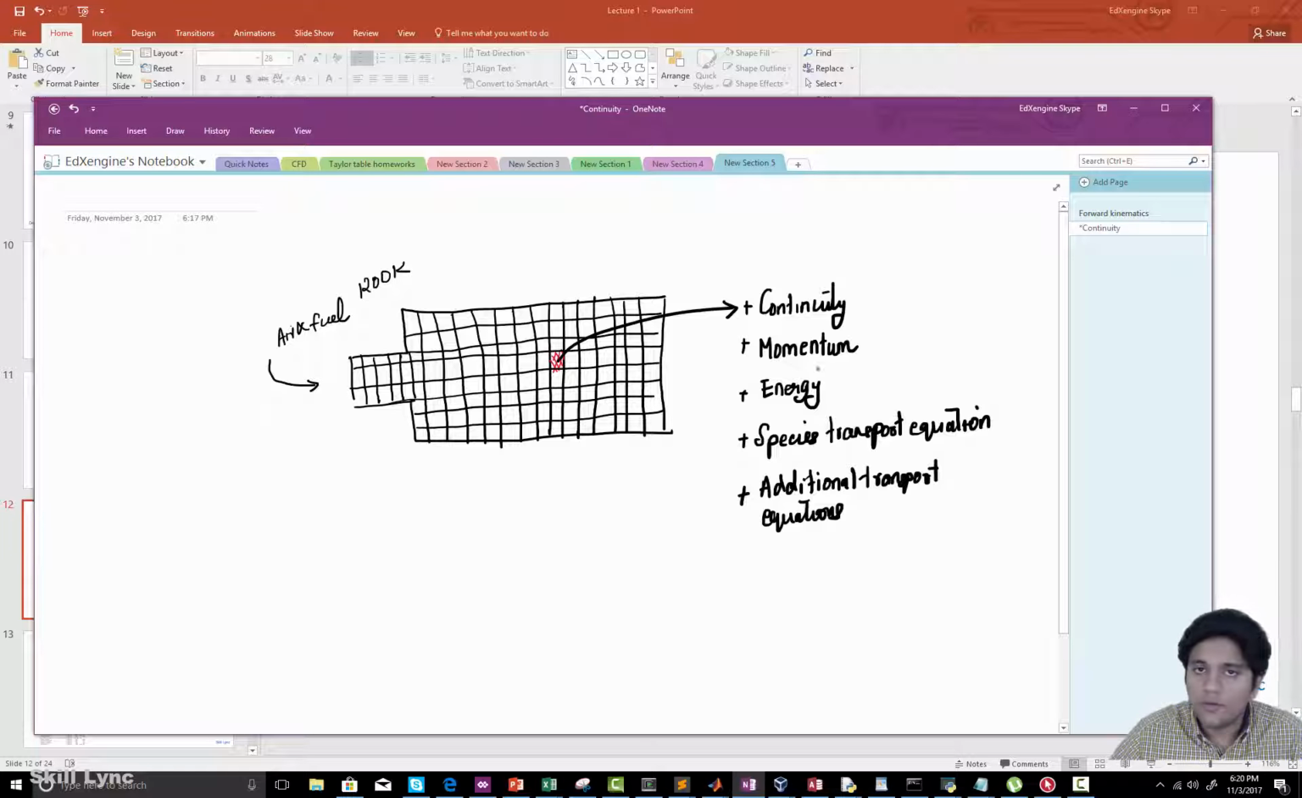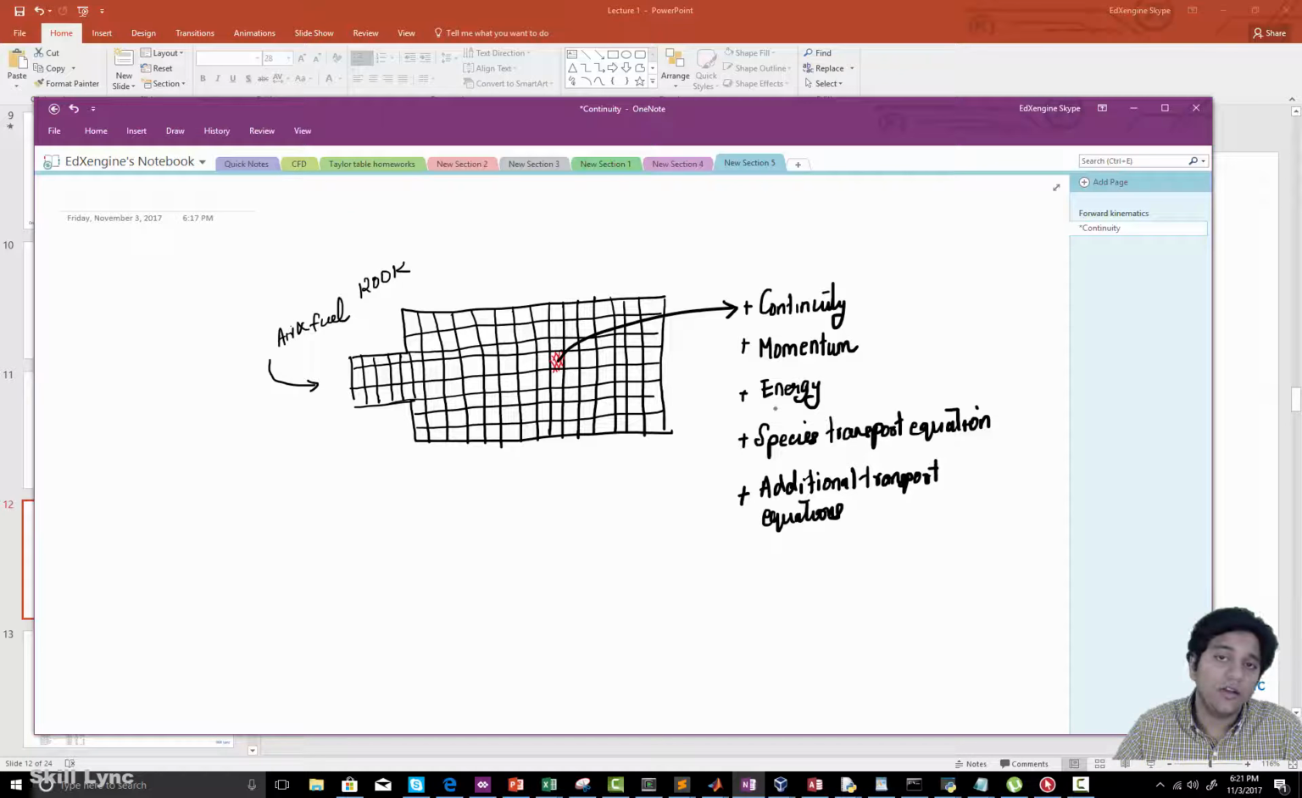All right. So we will be solving the continuity equation, the momentum equation, the energy equation, the species transport equations, plus additional transport equations, which can be your turbulence equations. But the idea is, when we solve the continuity, momentum and energy, we are just trying to predict how the fluid flow is going to move around, how it's going to get compressed, and how it might get heated up, right? This is all the information that these three equations can predict.